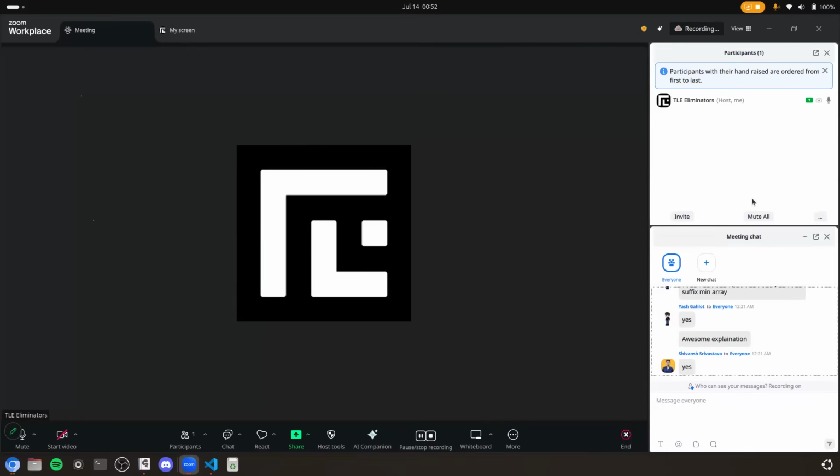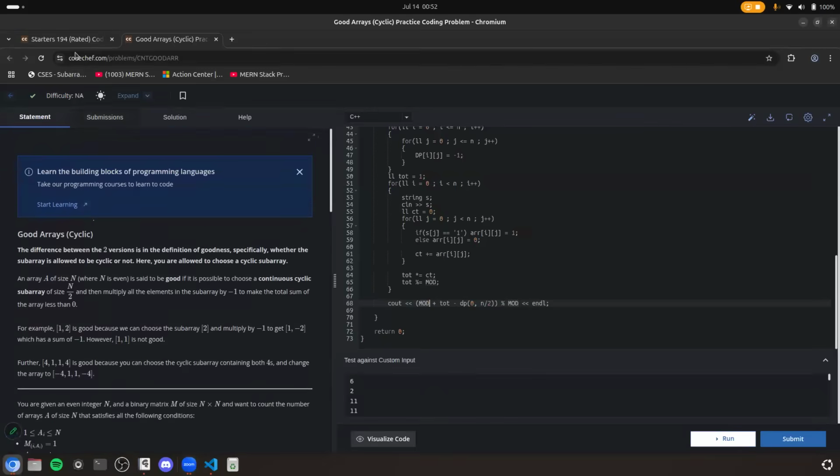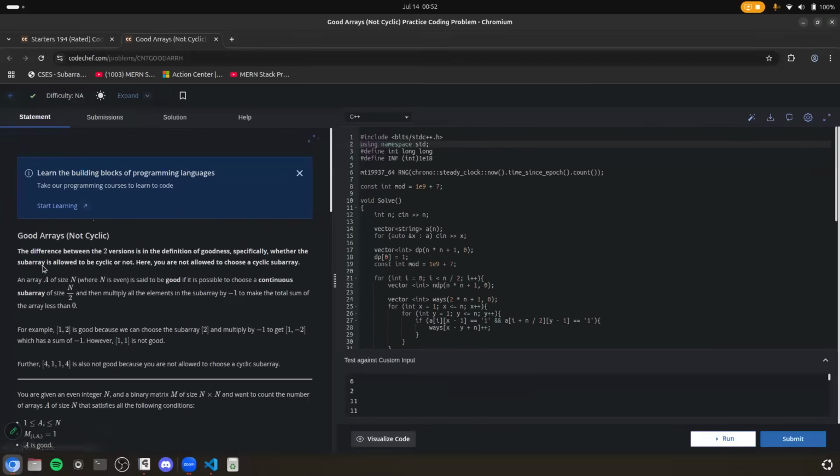Okay, so I'll now discuss problem E. The problem says it is similar to the last problem, but here the subarray that we can choose should not be cyclic. It has to be a continuous subarray of size n by 2.